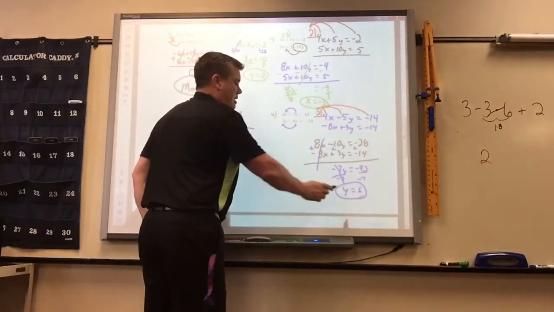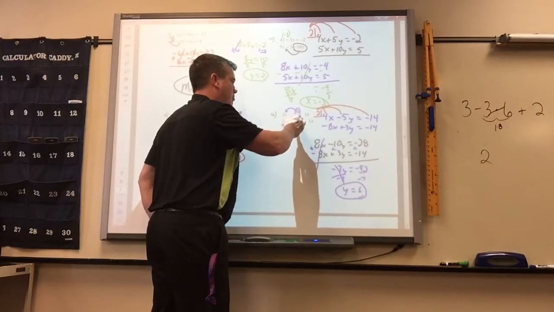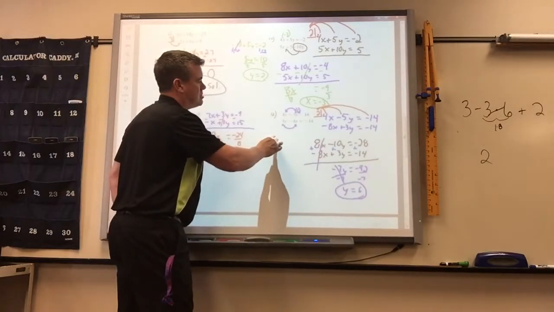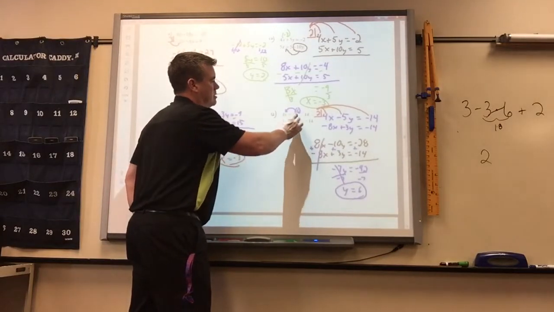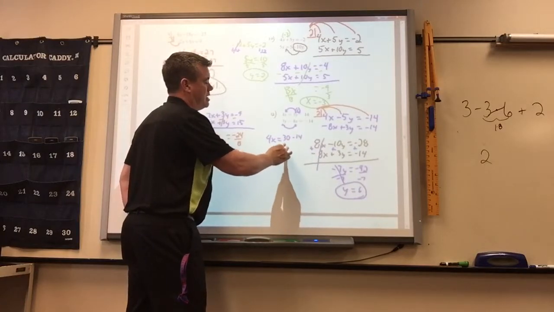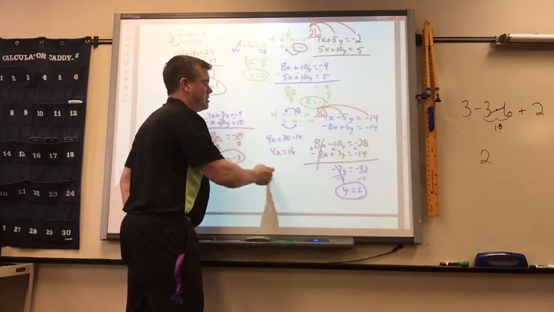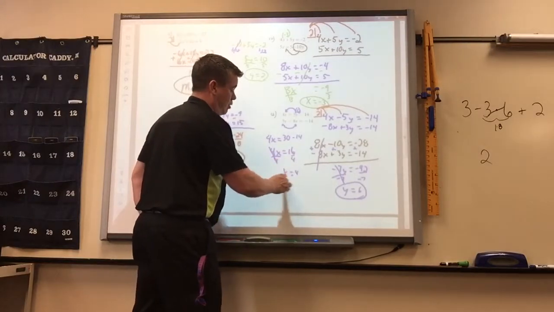So then plug 6 back into any one of these. I'll just put it right there. So this would be 4x equals 5 times 6, which is 30, minus 14. So 4x equals 30 minus 14, which is 16. Divide by 4, and you get 4.